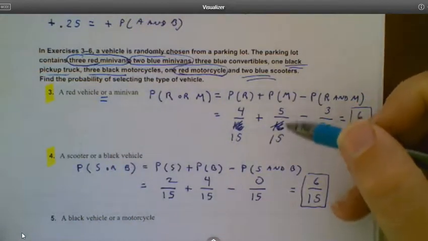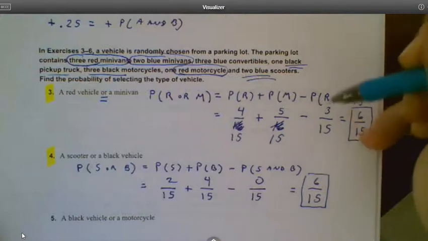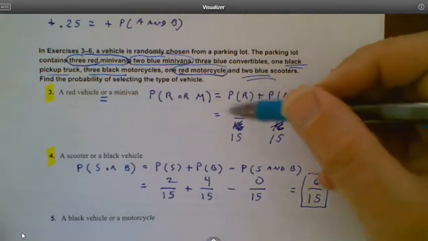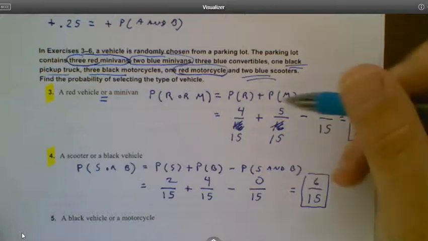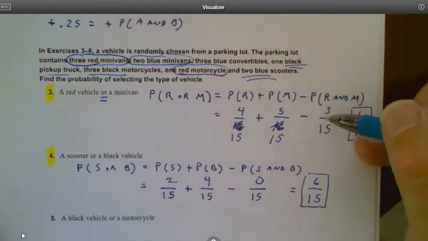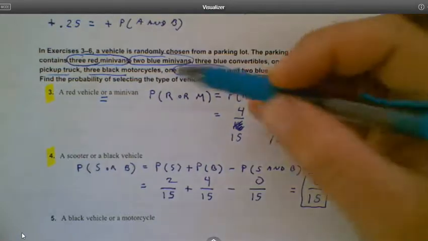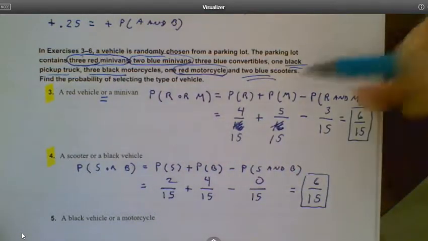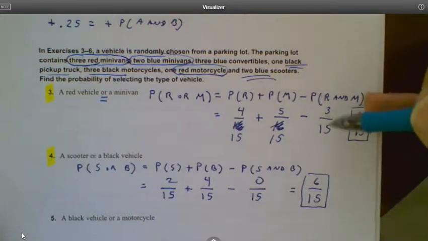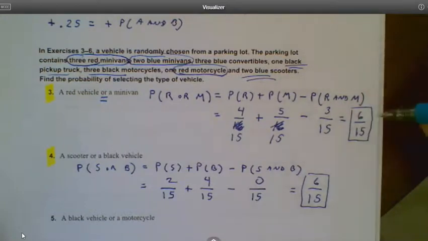Here's where we have to take something into account. I can't just add those together, because otherwise I'd be counting some of the same vehicles twice. So we're going to subtract out the ones that are both red and minivan, which is that description right there. There are 3 red minivans, so we subtract out the red minivans to get our answer.